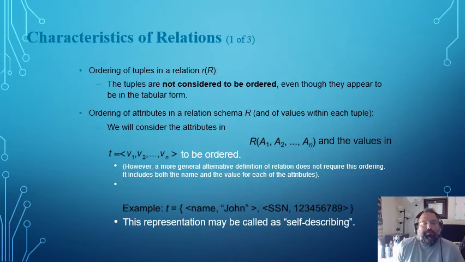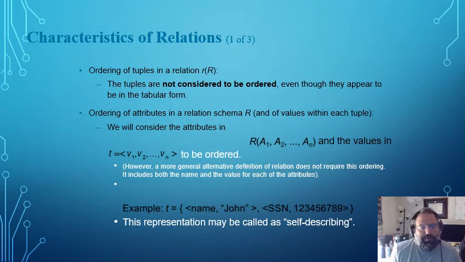Ordering of tuples in a relation r: tuples are not considered to be ordered even though they appear to be in a tabular form. This is an important concept to understand, that there's nothing that guarantees the order of a relation other than if something is used to enforce it.